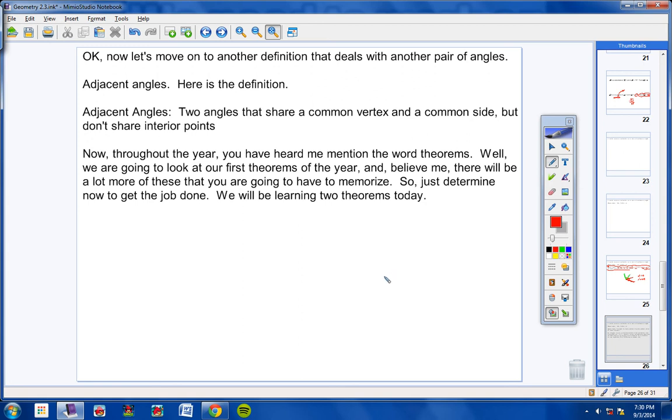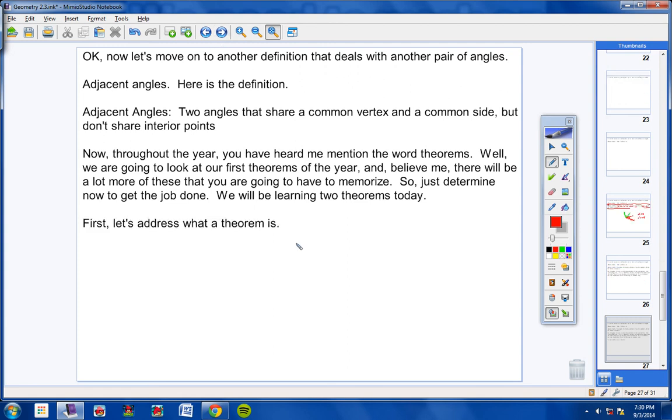Now, throughout the year, you have heard me mention the word theorems. Well, they should strike fear into your heart. They're not easy, and we are going to look at our first theorems of the year today. And believe me, there will be a lot more of these that you are going to have to memorize. So just determine now to get the job done. We will be learning 2 theorems today. We're going to learn a lot throughout the year, and you're just going to have to learn them, okay, guys? That's what geometry is, okay? It's a big part of geometry. Theorems, definitions, postulates, and corollaries.